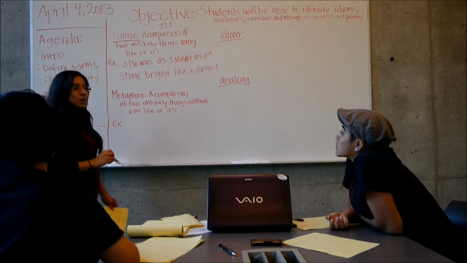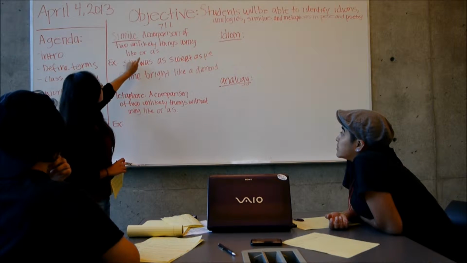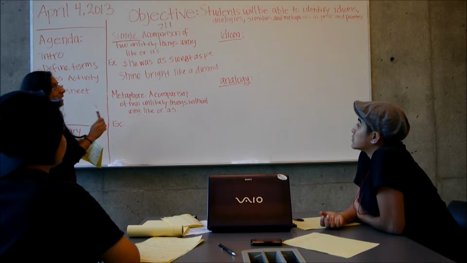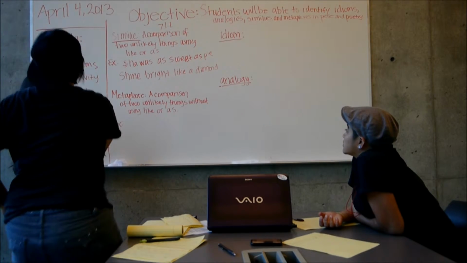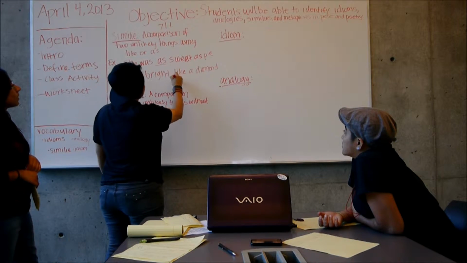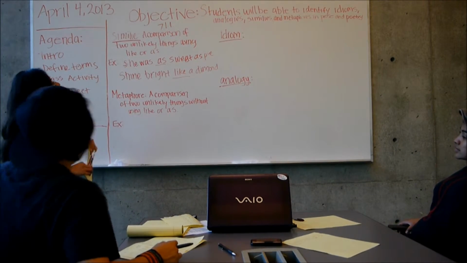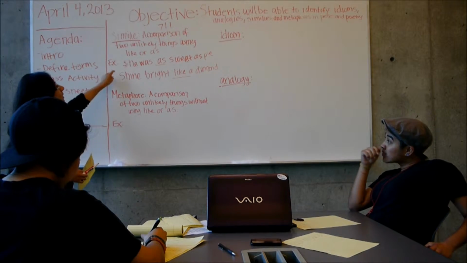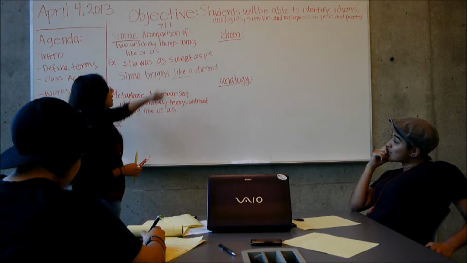Yeah, okay. So in this one, we have the two words that are using like or as. So can somebody come up here and underline the words that make this a simile for these examples? Can I do it? Yeah, come up on the board. Okay, thank you. So let's go over this one again. A simile is a comparison of two unlikely things using like or as. And our examples were she was as sweet as pie and shine bright like a diamond. And we know that these are similes because they have like and as right here.